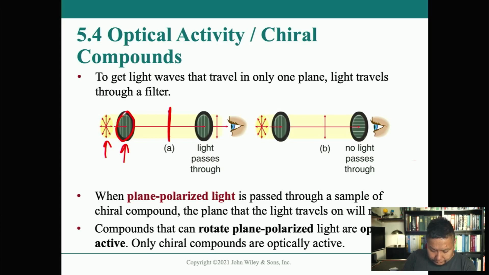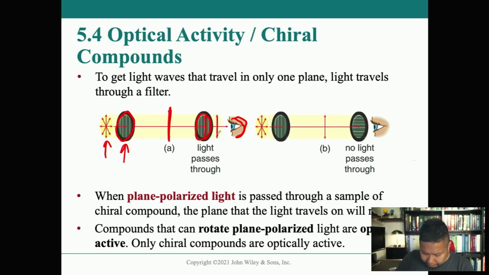And that vertical light can still pass through another filter that also has vertical slits, vertical gaps. And then your eye perceives that as light that is straight up and down, but you don't know that. It's just light to you.